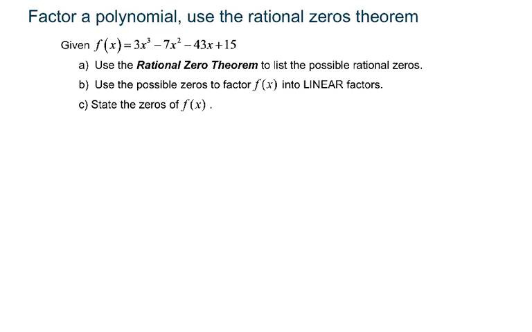So here we're going to do another example. We're given a cubic polynomial, f of x is 3x cubed minus 7x squared minus 43x plus 15. What we're going to do is use the rational zeros theorem to list the possible rational zeros for the function. Then we will use those zeros to factor this cubic function down into 3 linear factors, and then we'll state the zeros.